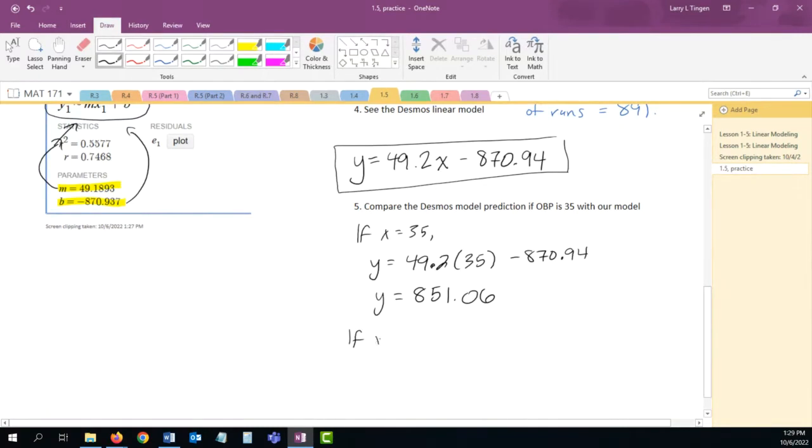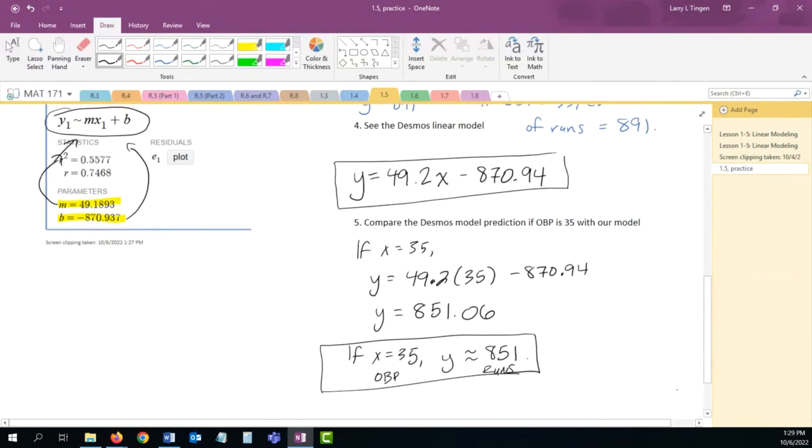So for this model, if x is 35, y is approximately 851. I'm rounding it just because they're runs. They don't make a whole bunch of sense as decimals, but 851.06 is fine here too. And this is the OBP, on-base percentage, and then these are the runs. All right, which one of those is a better estimate, you think? Do you think the problem above or the one on the bottom is? Which one of these falls more in line with the data that we can see?